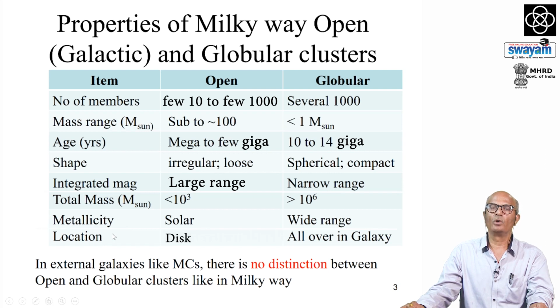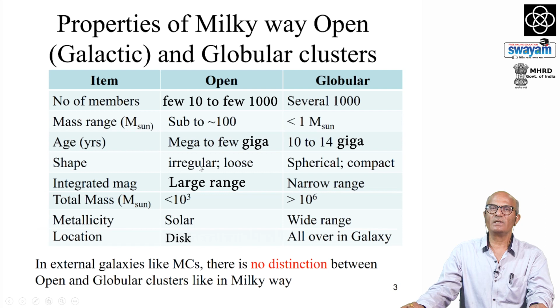If we talk about the location of these objects in the galaxy, then galactic open clusters basically lie along the disk of the galaxy. In fact, their precise determination helps us to study the structure of the disk and the structure of our galaxy also. If we study the distribution of globular clusters in the galaxy, they are spread all over the galaxy. They are in the disk, they are in the halo, and they are in different parts.